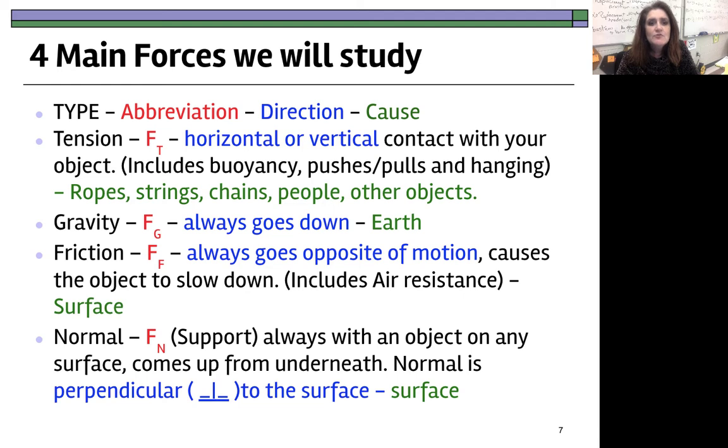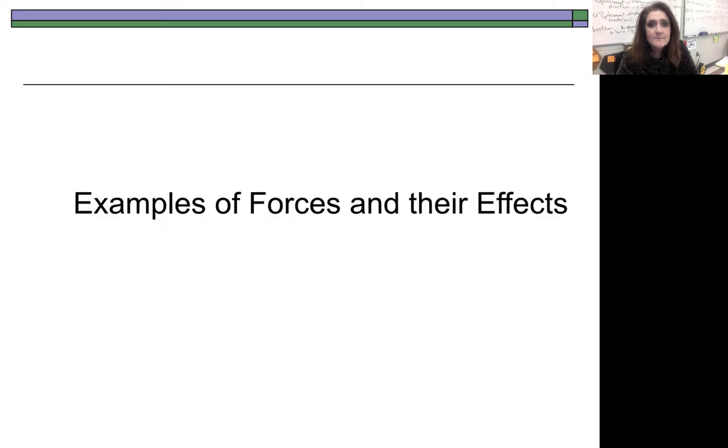And finally, we have a normal force. This is abbreviated Fn, also known as the support force. This is always with an object on any surface, and it comes up from underneath. The normal is perpendicular to the surface, and the cause is always going to be the surface.